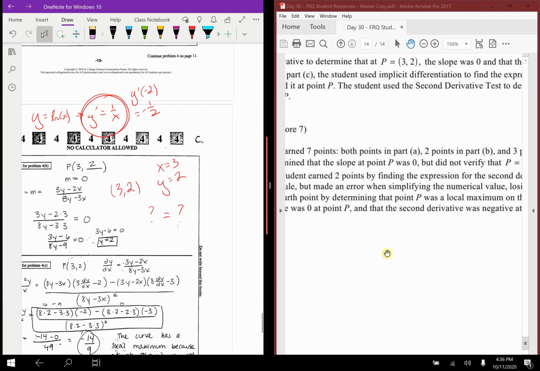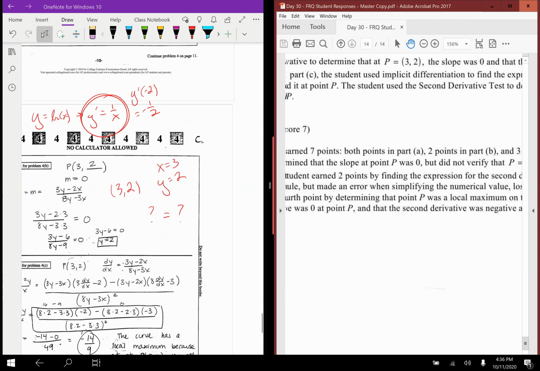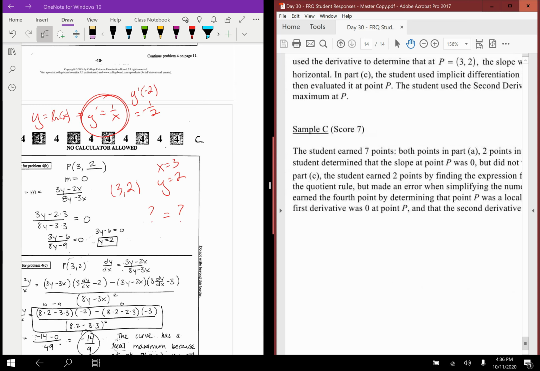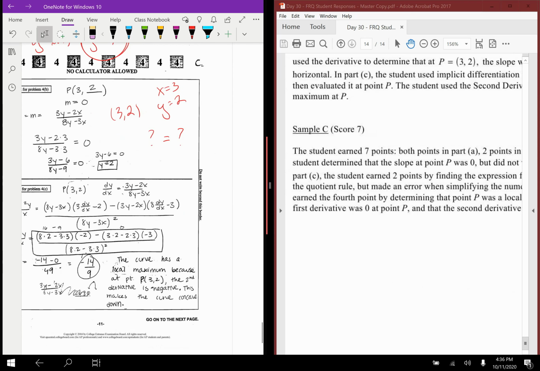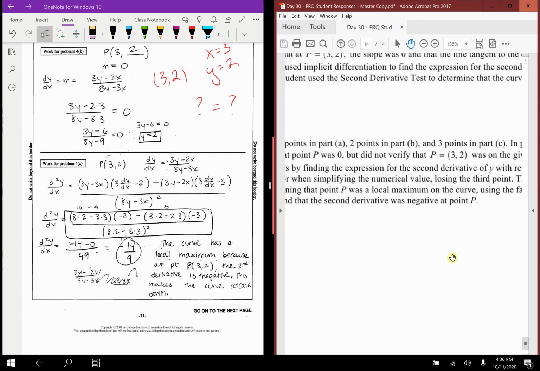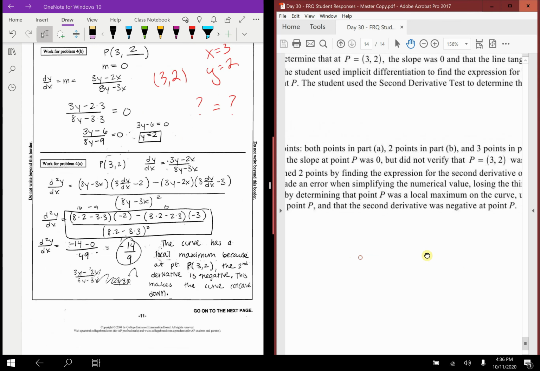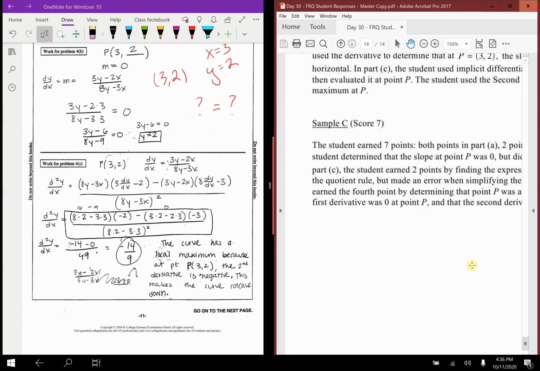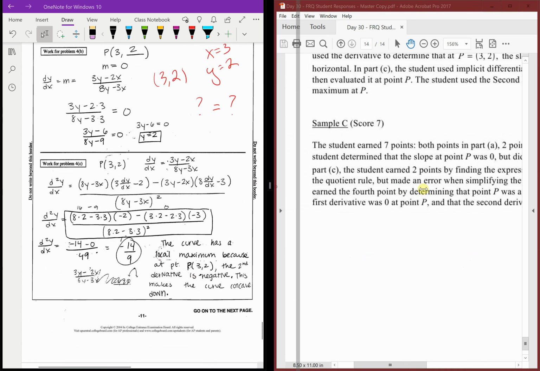All right, and then let's take a look at our last one. Our last one, they get 2 points for using the quotient rule correctly, and I love that. This is probably how I would have done it exactly. And then from here, they did have to plug in a point, right? So let's see. They made an error when simplifying. Simplification, the killer for everybody.